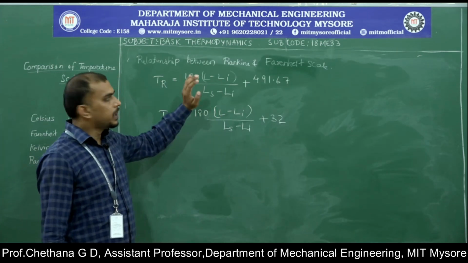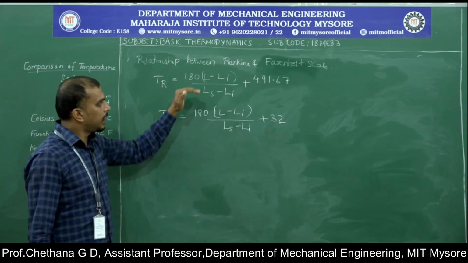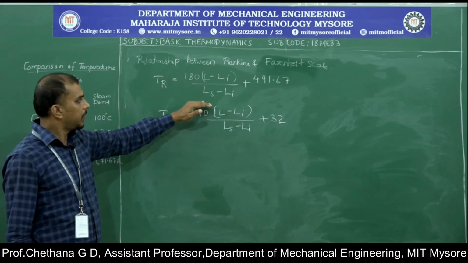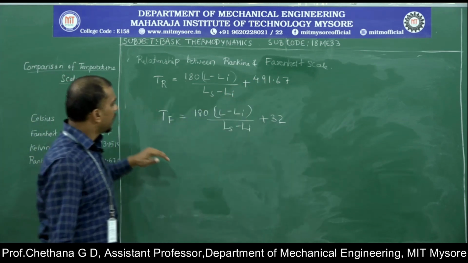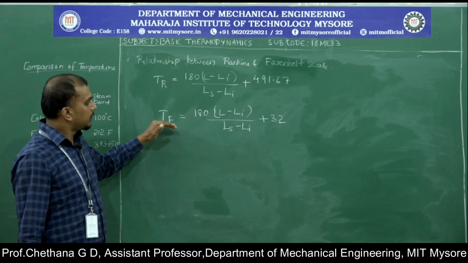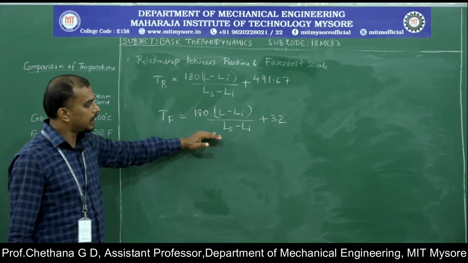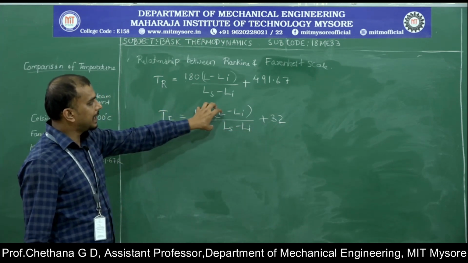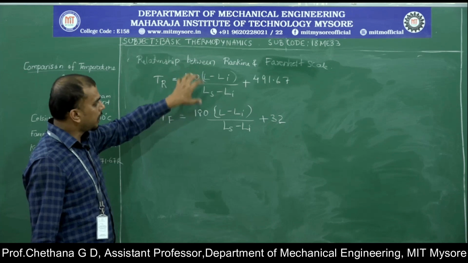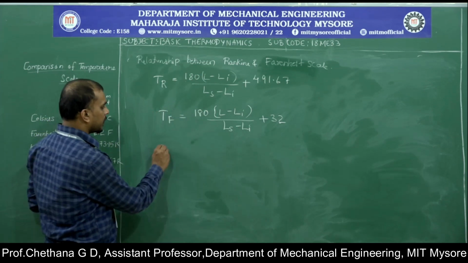The relationship between the Rankine and Fahrenheit scales. We got the expression for the Rankine scale as 180 into L minus Li divided by Ls minus Li plus 491.67. And we already know the expression for Fahrenheit as 180 into L minus Li divided by Ls minus Li plus 32. So we will try to get this expression here, then we can establish a relationship between Fahrenheit and Rankine.